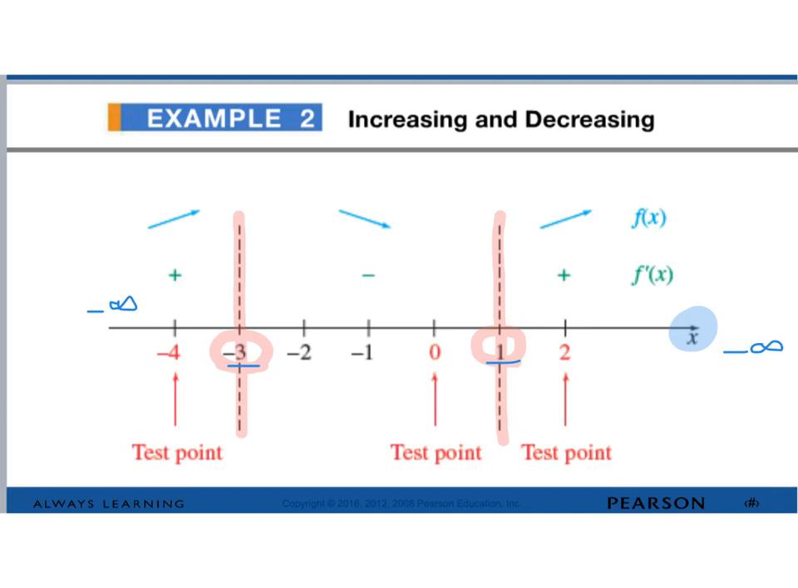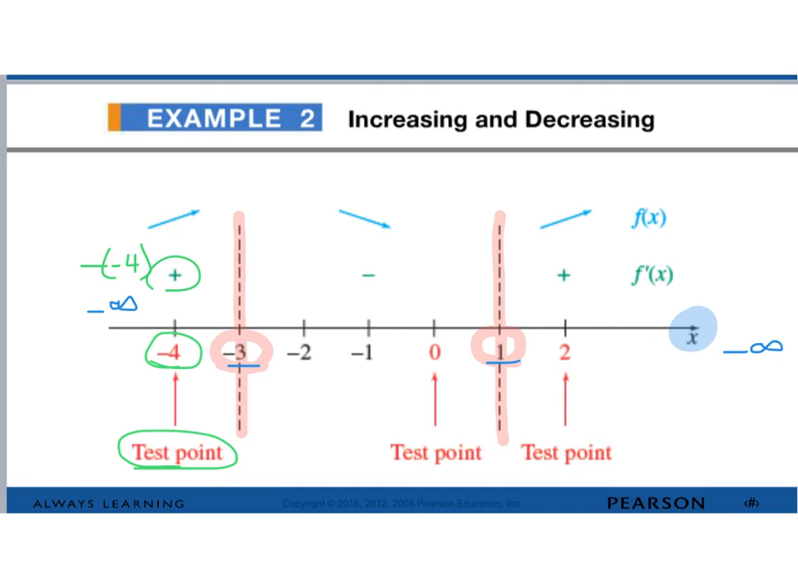And so the easiest one to plug in for the interval from negative infinity to negative 3 might be negative 4. That's going to be our test point. And what we find is that f prime of negative 4 is positive. Doesn't matter really what the value is. You're interested in whether it's positive or negative or 0. And this one happens to be positive. You can check that one out.